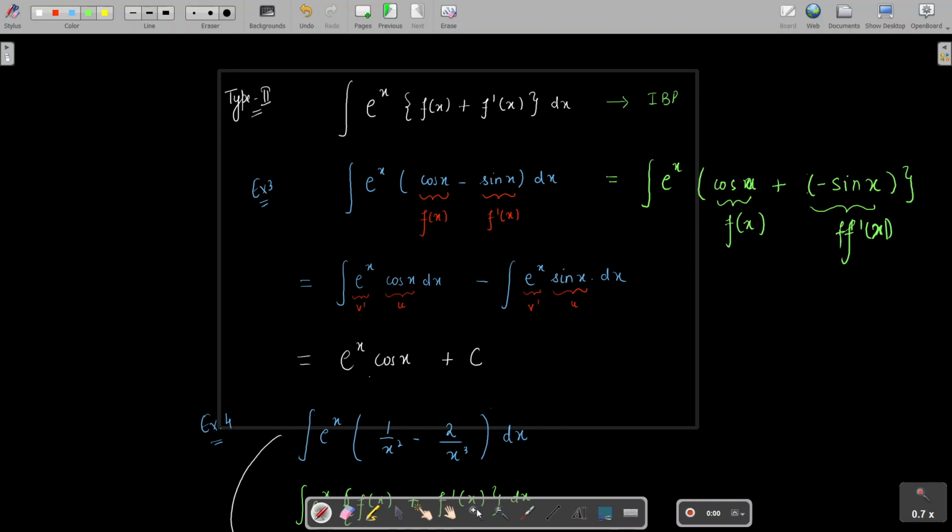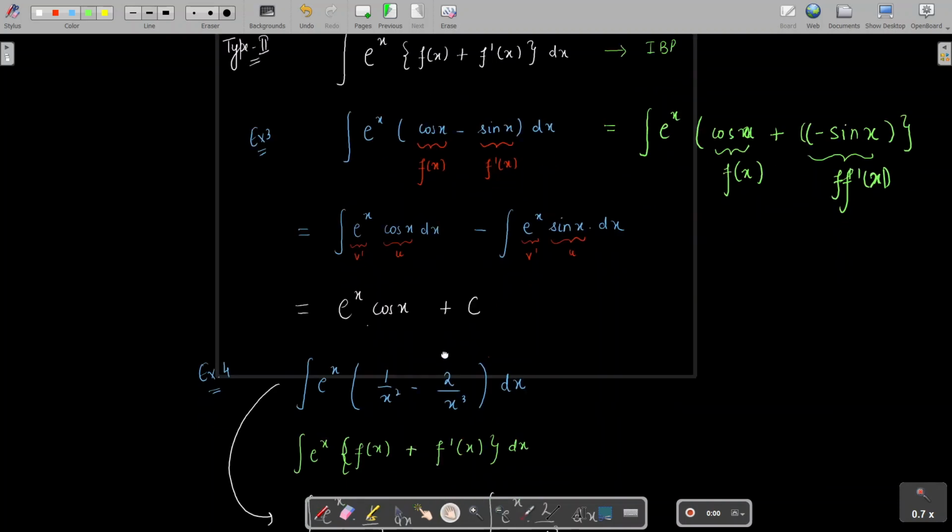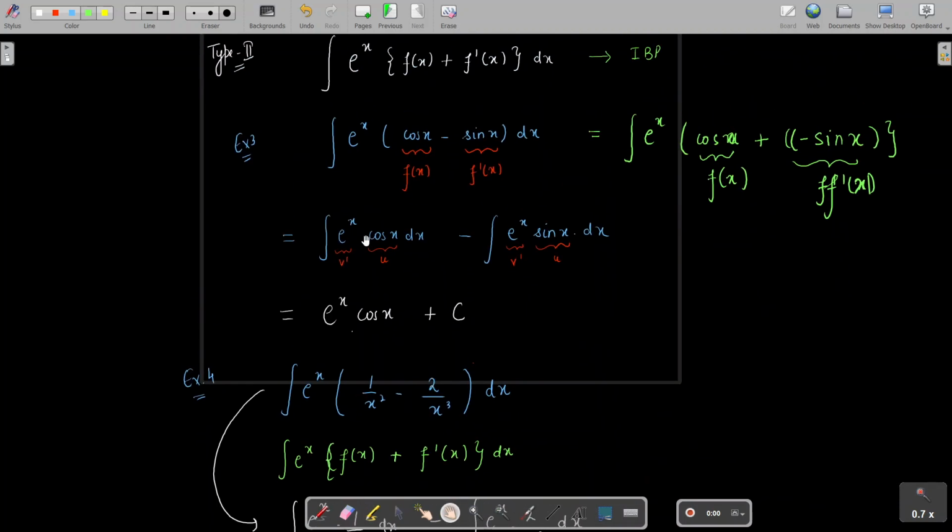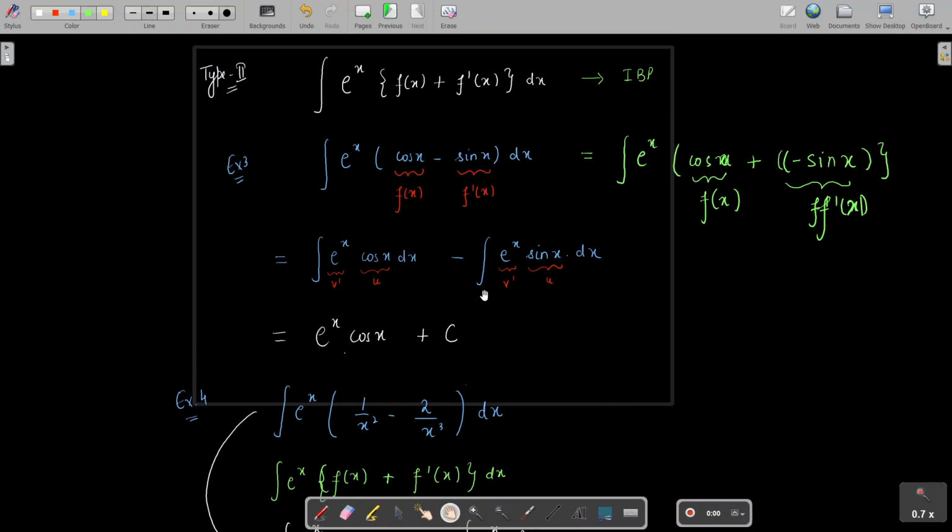So now what we will do is distribute this e^x inside the parentheses. We'll get e to the power x cosine of x minus e to the power x sine x. So I'm just distributing e to the power x. And then you will apply integration by parts to both of these integrals, and you will realize that two terms will get cancelled, and finally you will get this answer.